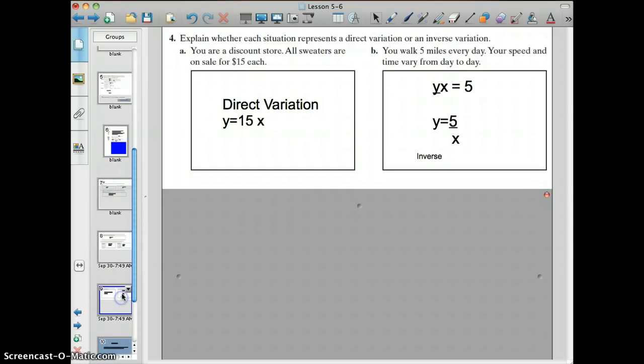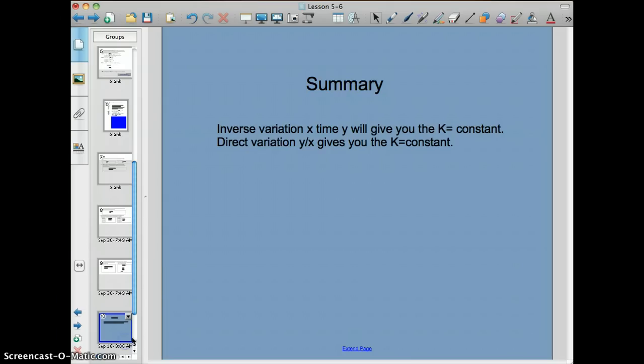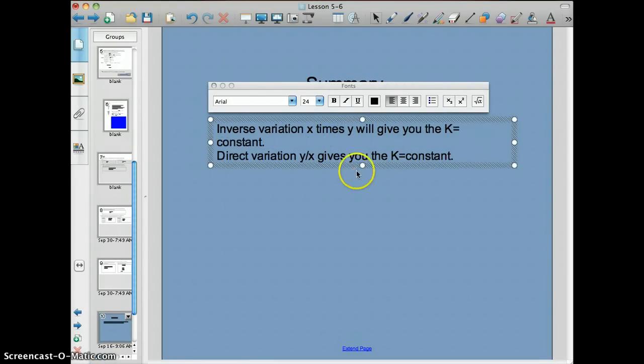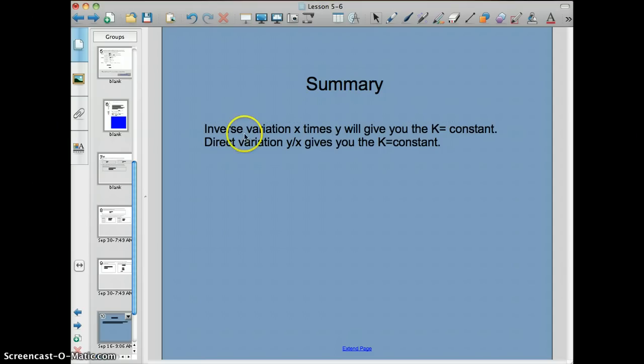Those are our quick checks, and we are through. Just to summarize, with an inverse variation, x times y is going to give you k, the constant. That's an inverse variation. X times y gives you the constant. In a direct variation, y over x gives you the constant k.